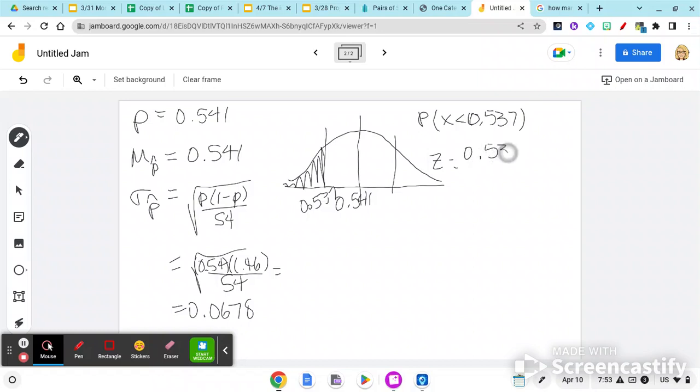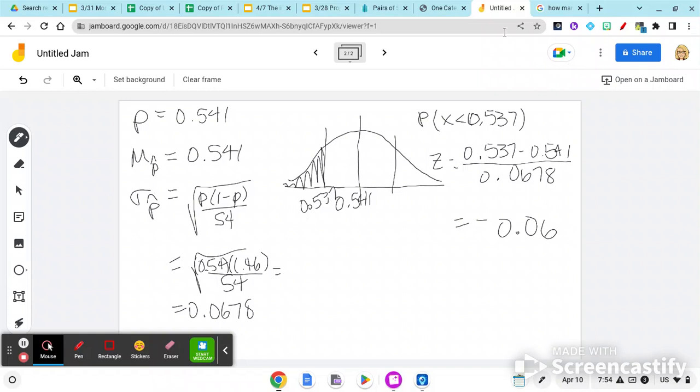Pomona's is 0.537 minus the population proportion, which is 0.541, divided by a standard deviation of 0.0678 equals. I get a z-score of negative 0.06. And it's not unusual that it's negative. I'm not surprised that it's negative because it's on the left of the mean.